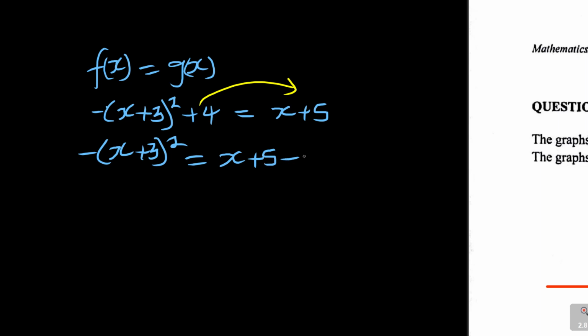Now positive 4 becomes minus 4. So what is 5 minus 4? I'm going to just erase here. 5 minus 4 is what? It's 1. So it is x plus 1. I just don't want to rewrite this thing. From here, look at this.